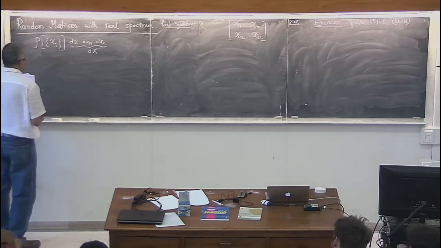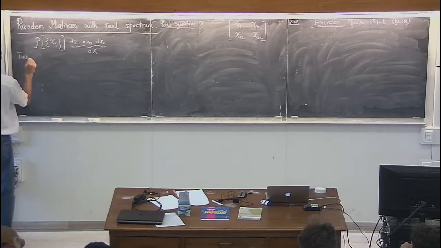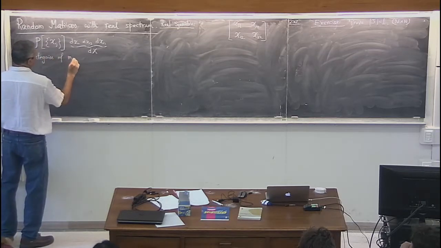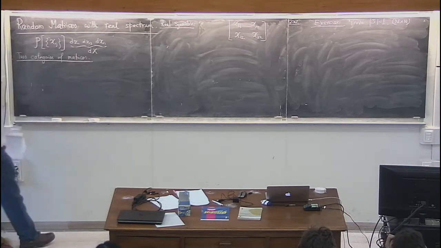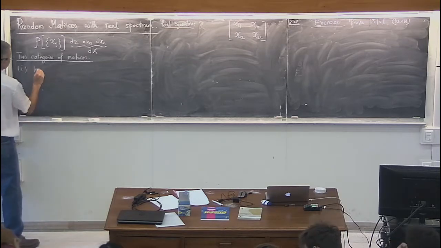Okay. So now we have to choose somehow this P, and that will specify my random matrix. Now there are two categories of matrices that people mostly study. The first one is generally called Wigner matrices.